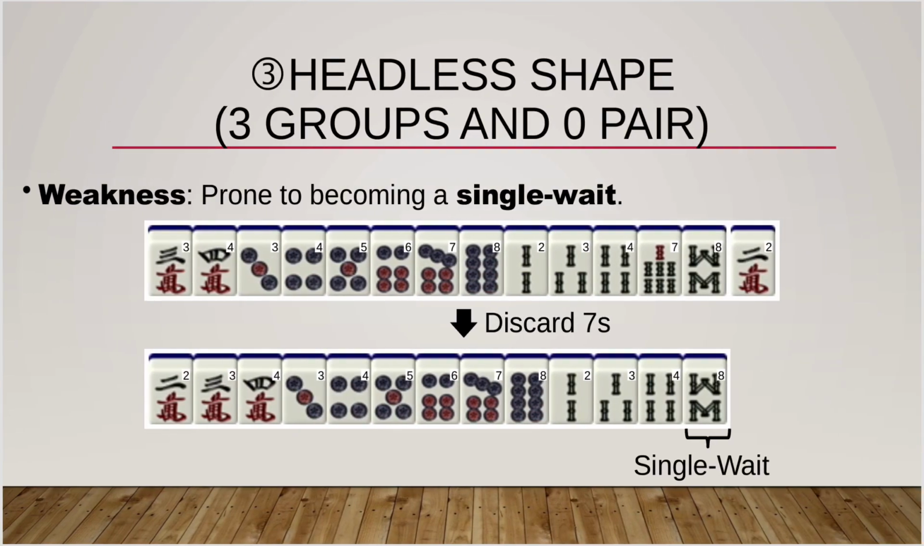On the other hand, its weakness is that if a side weight tile is drawn, the resulting shape can become a single weight. For example, in the given hand, drawing 2-man would result in a single weight on 7s or 8s.